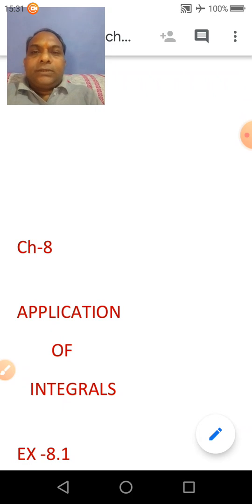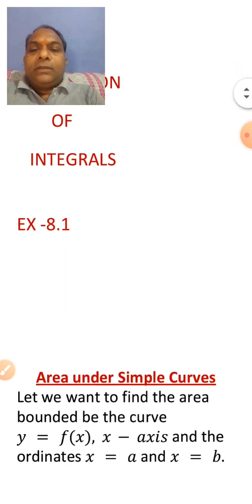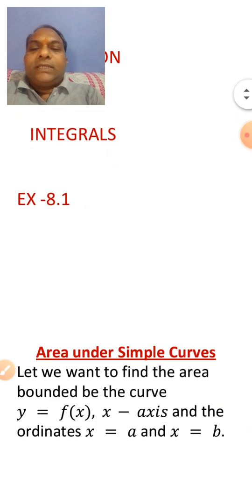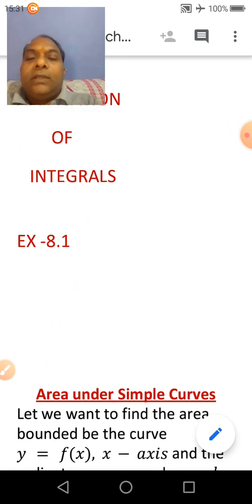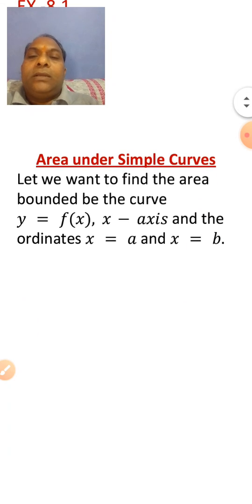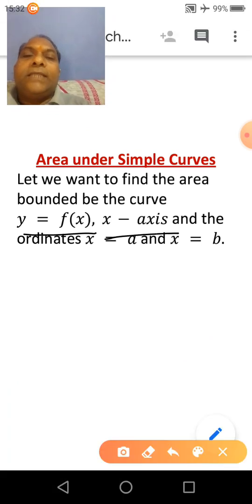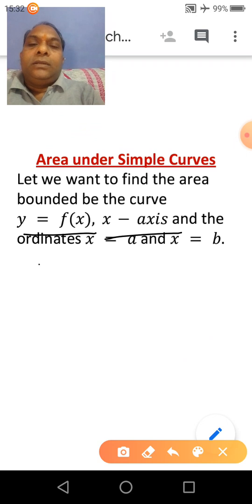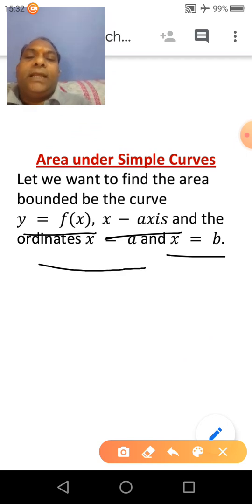Next chapter, chapter 8, application of integrals. In this chapter, exercise 8.1. In this exercise, we are going to learn area under simple curves. So we want to find the area of the region bounded by the curve y is equal to f(x), the x-axis, and the ordinates x is equal to a and x is equal to b.